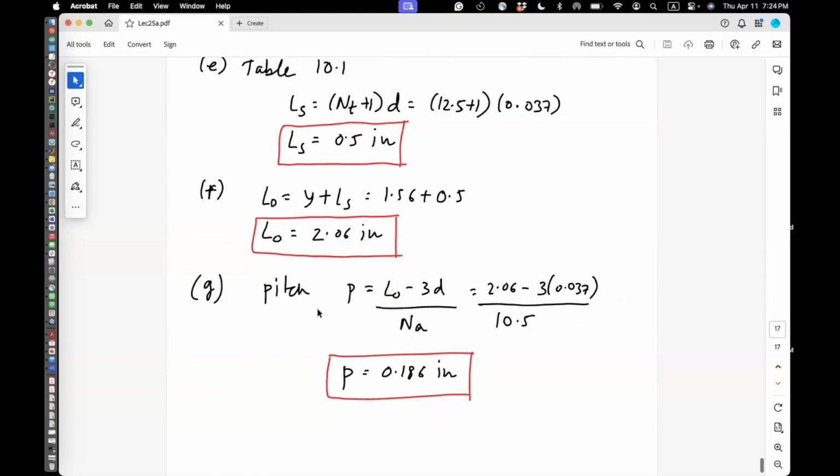We want to compute pitch, which is given, from table 10.1, as L0 minus 3d divided by Na, and putting the values in, we get 0.186.